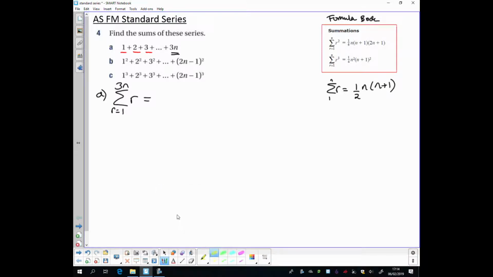We are going up to 3n. So that means instead of n I've got 3n. So it's going to be a half times 3n times 3n plus 1. So just simplifying that a bit, it's going to be 3 over 2, n times 3n plus 1.